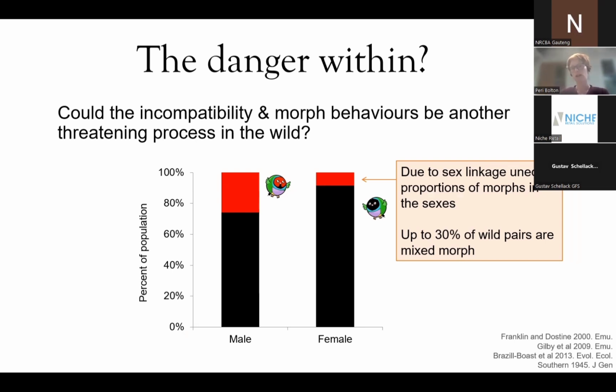So given that we found this strong incompatibility between them in the captive birds, and that there's all these other sorts of sublethal effects, does this mean that 30% of the wild birds in this endangered species are not producing maximally? This seems like a threatening process.